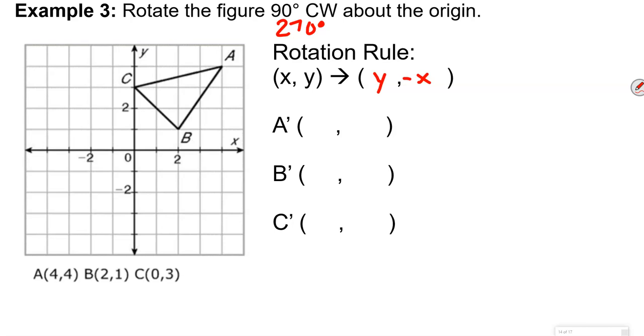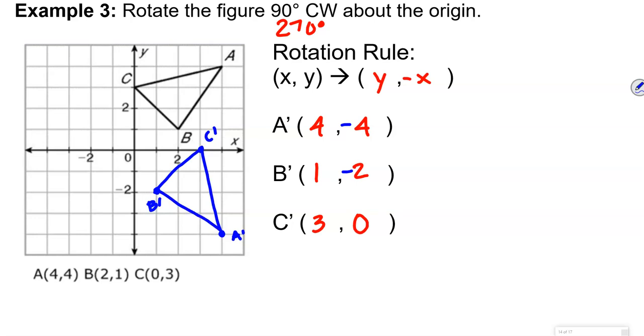So once again, I'm going to flip them. Obviously, you can't flip 4, 4, but 1, 2, 3, 0. Then I'm going to go in and make all these second terms negative. Obviously, can't negate a 0. So we're going to plot these again. 4, negative 4. Right there is my A prime. My B prime is 1, negative 2. And my C prime is 3, 0. Okay, so there's my new shape.